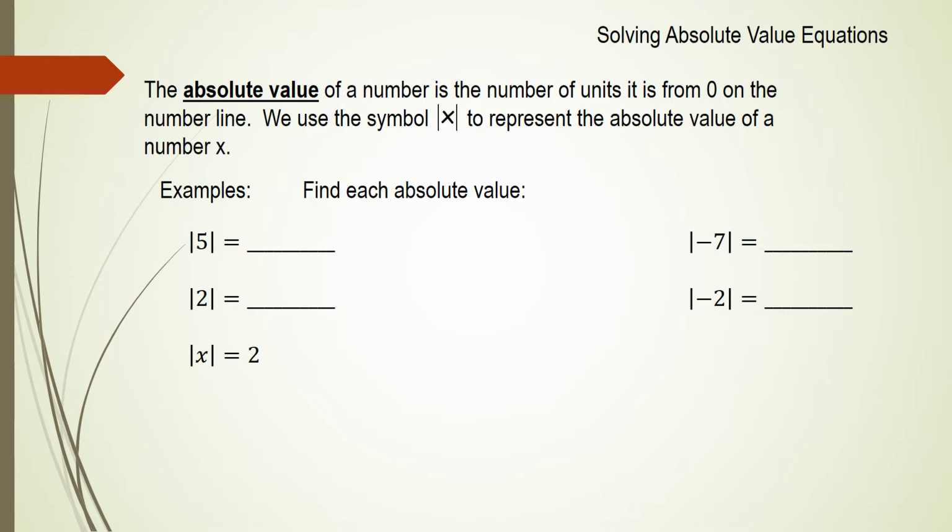Find each absolute value. The absolute value of 5 is 5. The absolute value of -7 is 7. The absolute value of 2 is 2. The absolute value of -2 is 2. And the absolute value of x equal to 2 gives us two results. x could either be 2 or x could be -2.